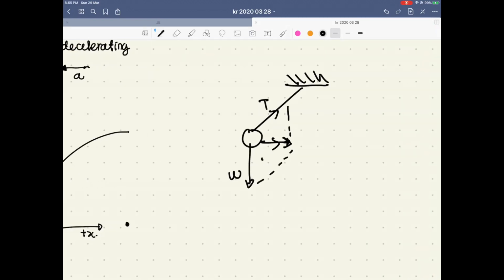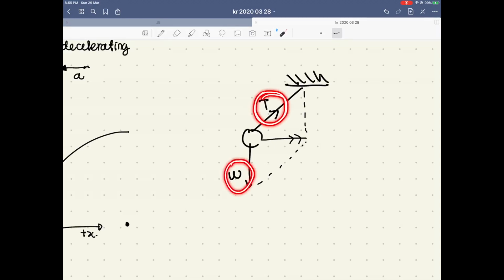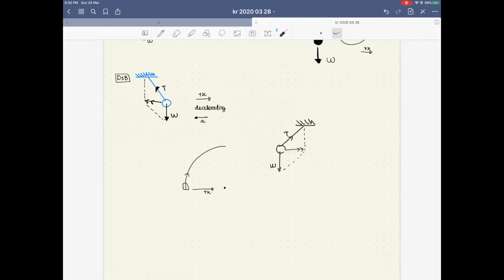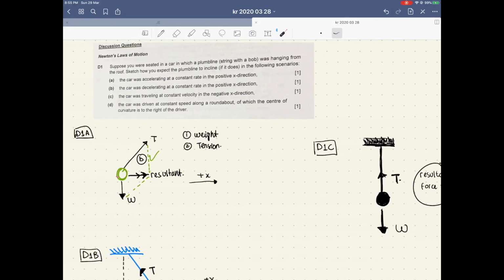Then your resultant must be pointing to the right like this with two arrows, and that is happening because your tension is slanting to the right, so that's why the resultant is to the right. So that's it. That's question D1.